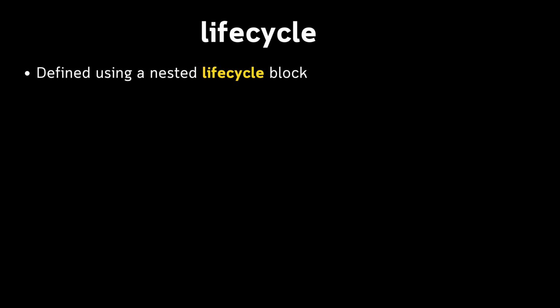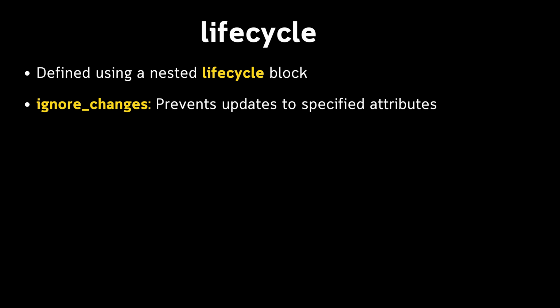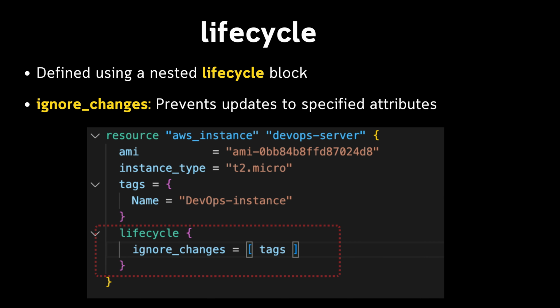The next argument is ignore_changes. This lets you specify the attributes that Terraform will ignore during updates. In this case, if the tags on the AWS instance change outside Terraform, perhaps because someone updated them on the console, Terraform won't try to revert those changes. This is helpful when you want to manage some aspects with Terraform, but maybe not entirely.